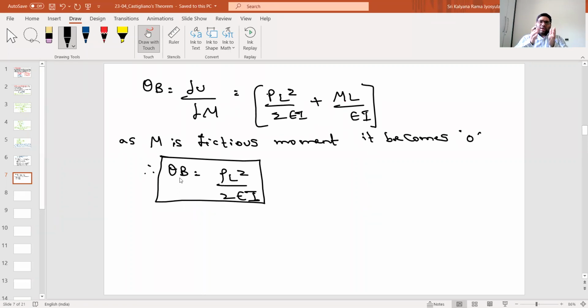Similarly, we can use it for a cantilever beam subjected to UDL or uniformly varying load or any applied moment. The concept is very clear: if we want to calculate the deflection, partial differentiation of strain energy with respect to applied load. If there is no load, we need to apply a fictitious load. And if you want to calculate slope, we need to differentiate with respect to moment. And if there is no moment, we introduce a fictitious moment. So this is the overall concept of Castigliano's theorem.